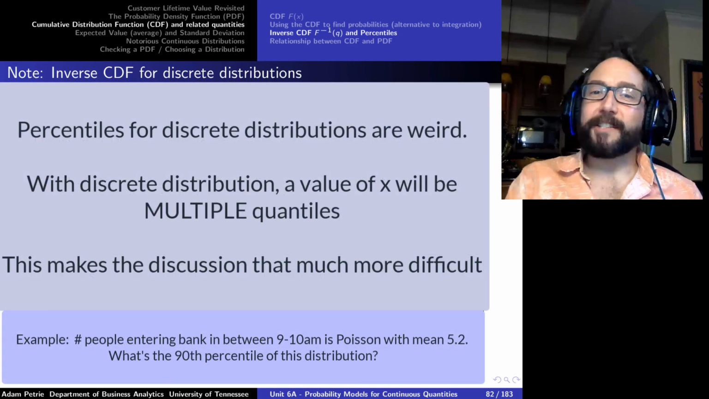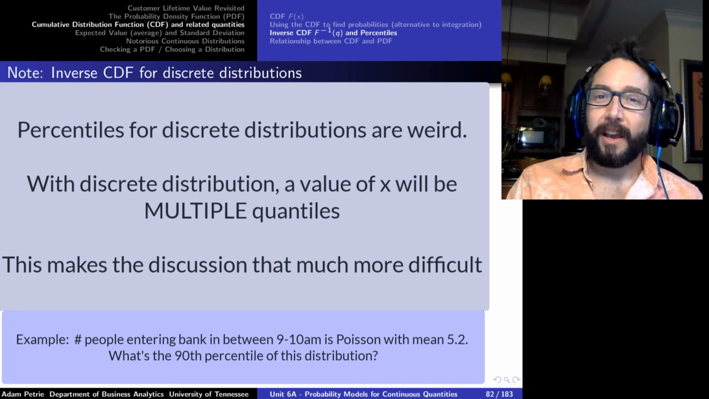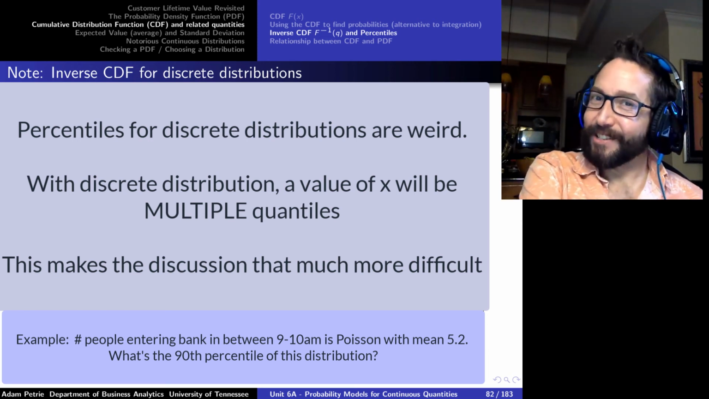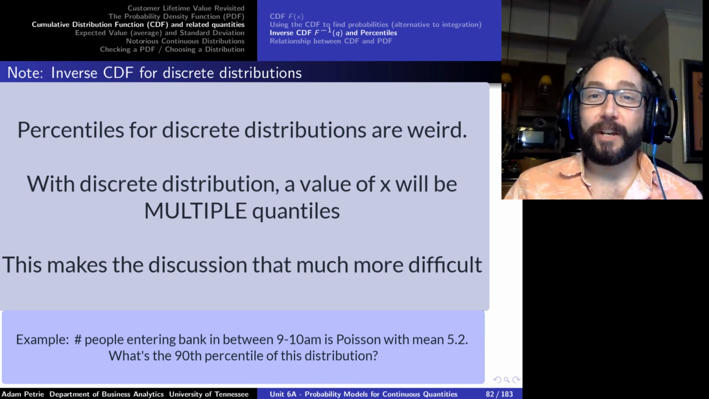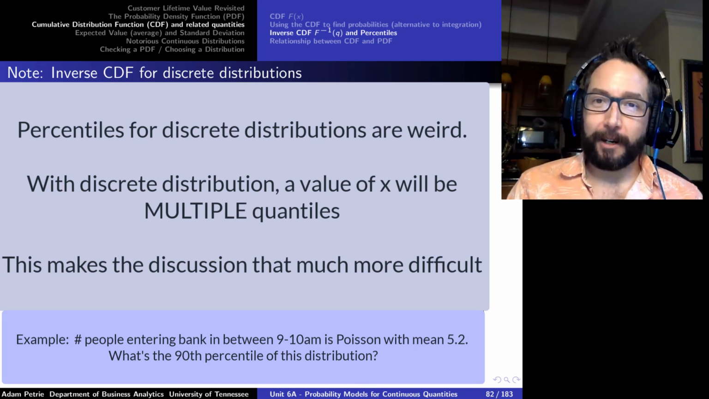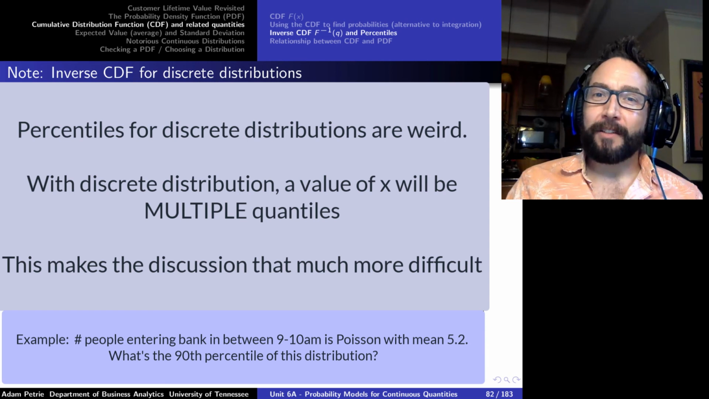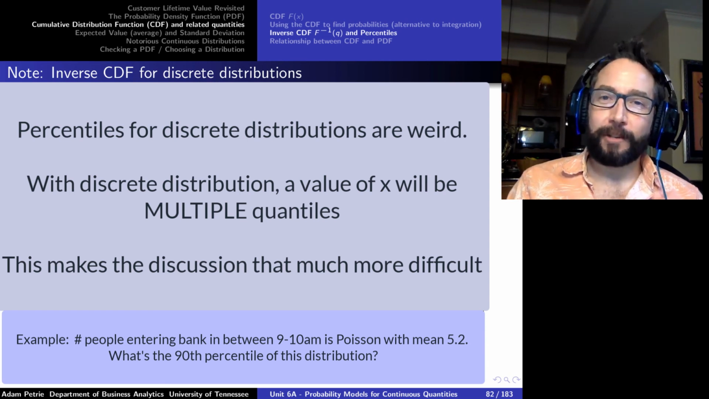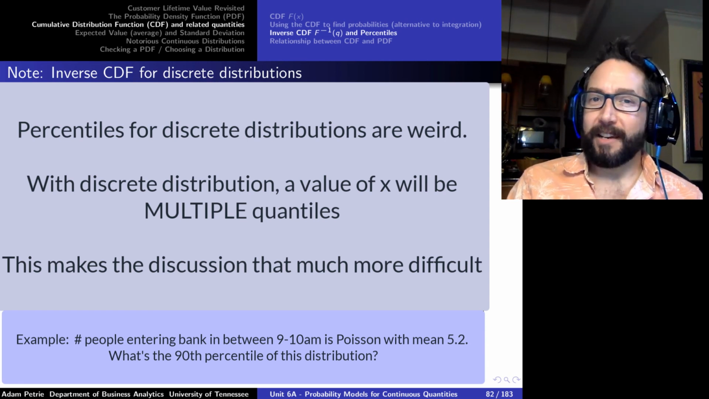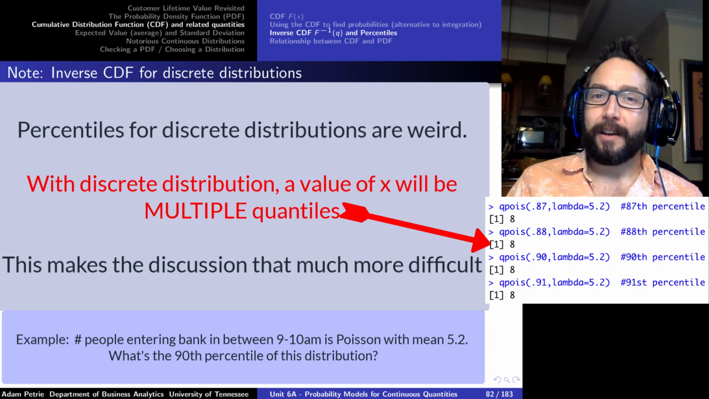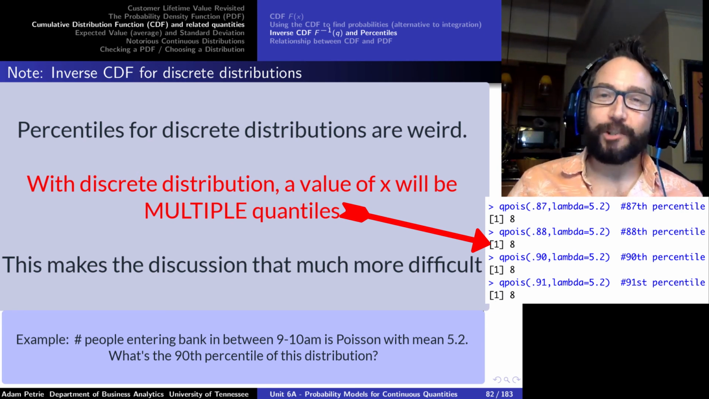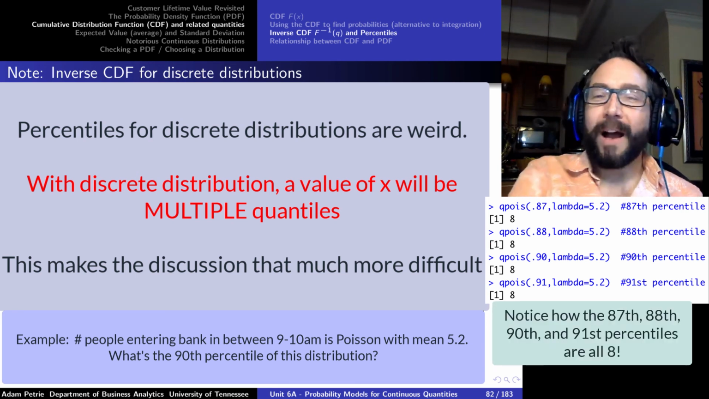Now, if we wanted to talk about percentiles or quantiles for discrete distributions, the discussion becomes a little bit more complex. And this is why we didn't discuss it back in the previous unit when we were talking about discrete random variables, counts, because it turns out that the percentiles of a discrete distribution aren't unique. The same value of x might serve double duty as two different percentiles, or actually, in reality, a whole range of different percentiles. Why is that the case?